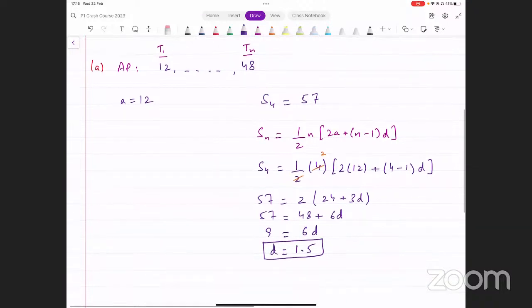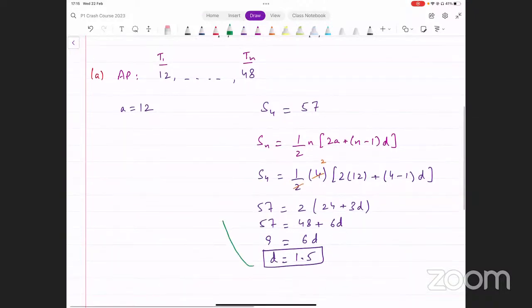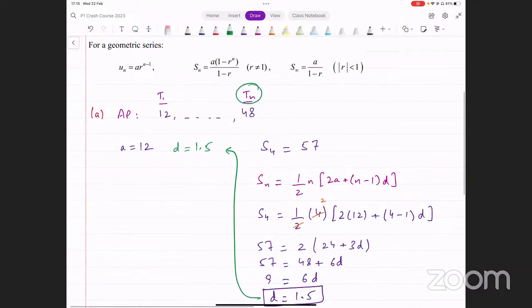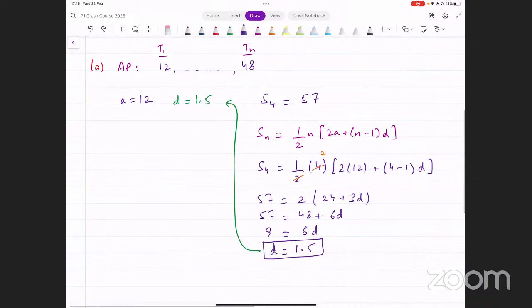So now we know what the difference is. We know what the difference is, right? So we know that the difference value is 1.5. That's what we have figured out now using that sum that we were given. Now, since we're looking for the value of n here, what we can do is we can say, let's use the nth term formula. What's the nth term formula? That's Tn. So we're talking about an AP here. The term formula for an AP is a plus n minus 1 times the difference.